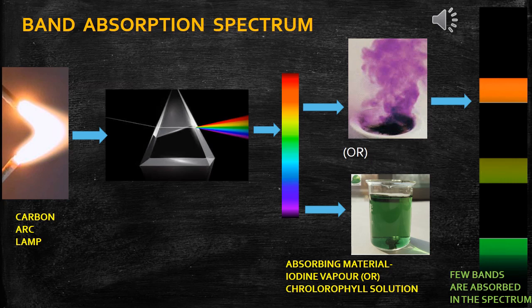So after absorbing certain wavelengths of light, what will happen? The spectrum won't have certain bands. Certain bands are disappearing. Instead of the disappearance of the bands, dark regions will be created. Such a spectrum is called band absorption spectrum.